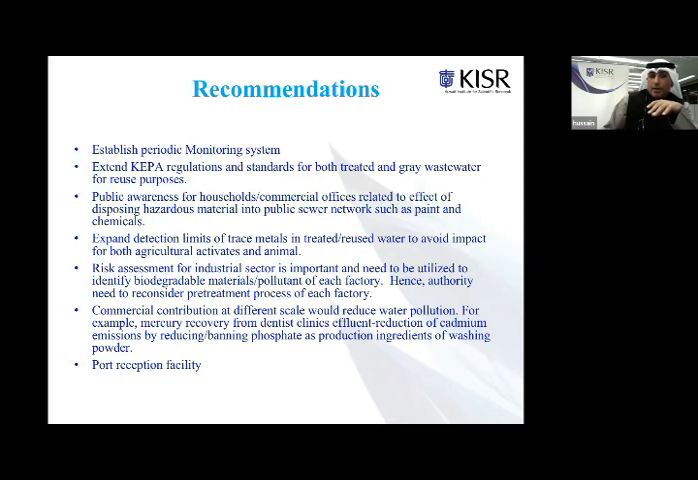That's what I used to say, like the risk assessment will describe the material or the components the factory is using in their production line, and whether it is biodegradable or not, so that it won't raise another issue for the government to treat their wastewater. Hence, the authority needs to reconsider the pre-treatment process for each factory. The other point is that commercial contribution at different scales would reduce water pollution. For example, mercury recovery from dentist clinics and cadmium emission reduction by reducing phosphate as a production ingredient of washing powder.